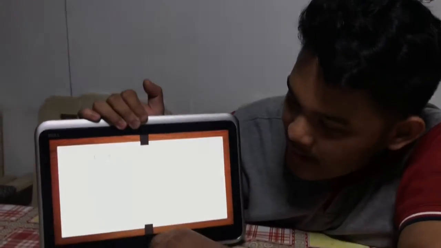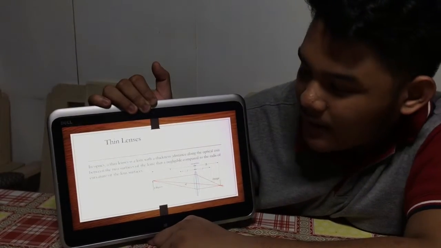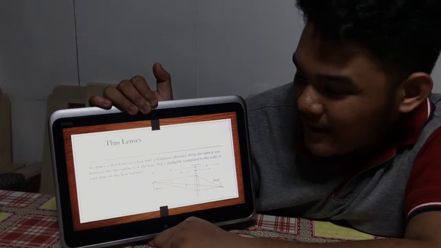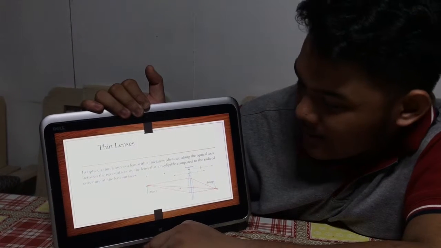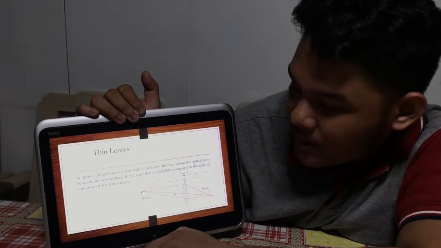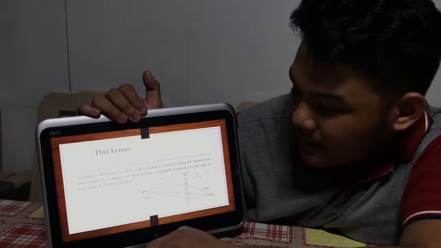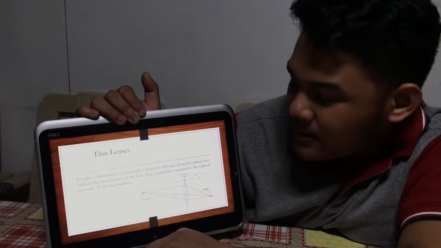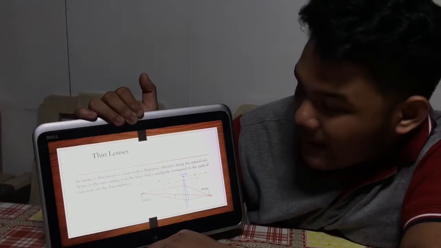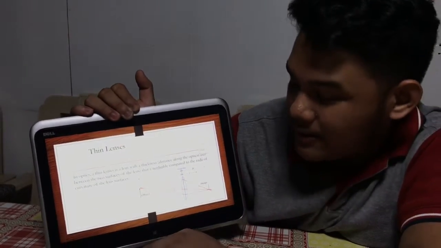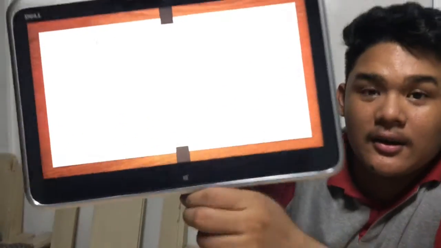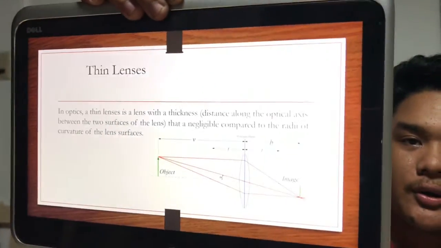The next one is thin lenses. In optics, a thin lens is a lens with a thickness, the distance along the optical axis between the two surfaces of the lens, that is negligible compared to the radii of curvature of the lens's surfaces. An example of thin lenses is in this figure.